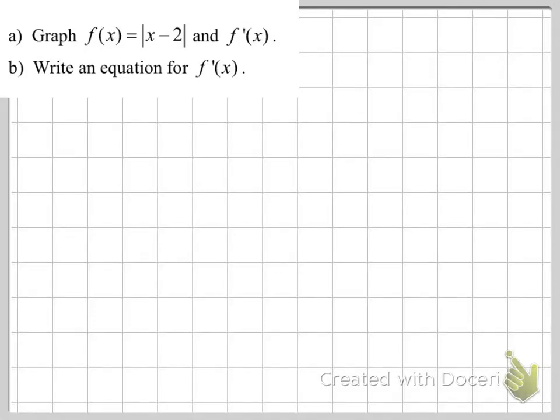We want to graph this function and its derivative, and then we'll use the graphs to try to write an equation for the derivative function. So let's start with the original function, f of x equals the absolute value of x minus 2.